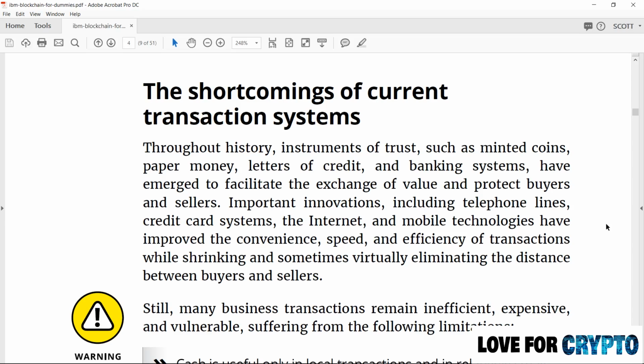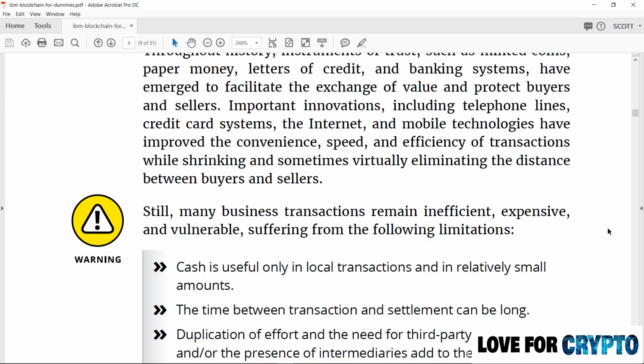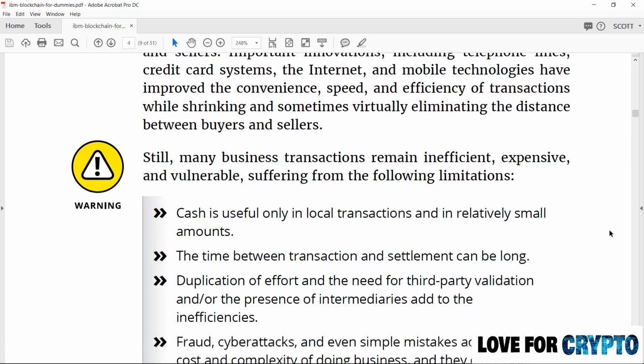Throughout history, instruments of trust such as minted coins, paper money, letters of credit, banking systems, they've all emerged to facilitate the exchange of value and protect buyers and sellers. Important innovations including telephone lines, credit card systems, the internet and mobile technologies have improved the convenience, speed and efficiency of transactions while shrinking and sometimes virtually eliminating the distance between buyers and sellers. Still, many business transactions remain inefficient, expensive and vulnerable, suffering from the following limitations.